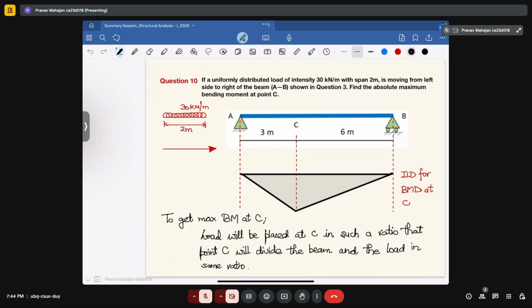Another question is, when you have a uniformly distributed load moving throughout the section, which has a length very small compared to the length of the beam. Under such a situation, it is asking you to calculate the absolute bending moment at point C.